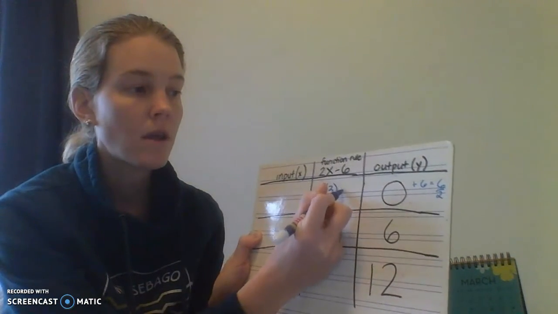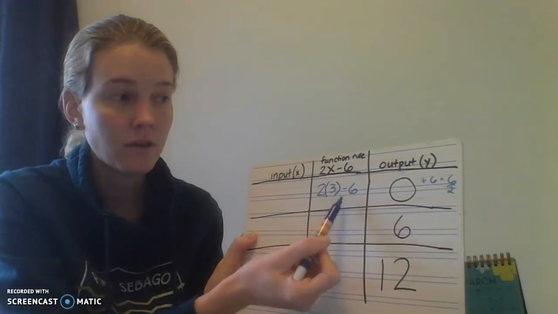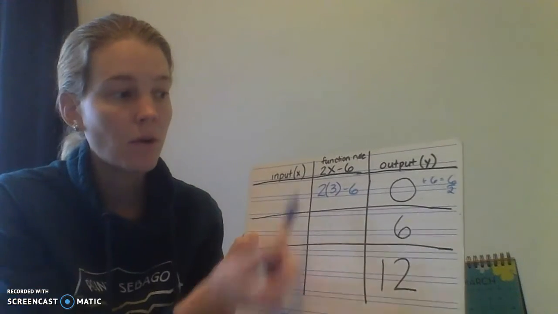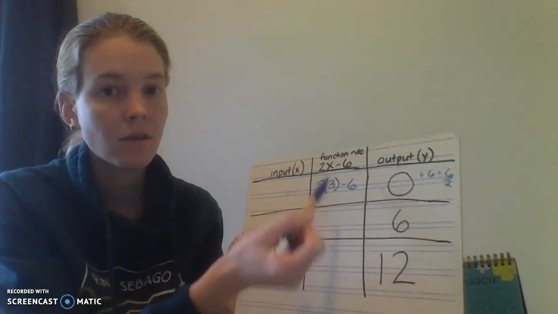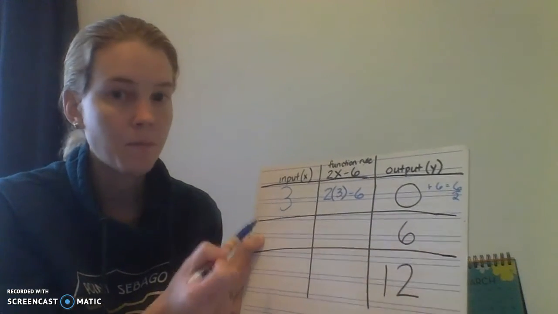And again, you can always check your answer. You can write 2 times 3 minus 6. And you want to make sure that if you solve this expression, it equals 0. 2 times 3 is 6. 6 minus 6 equals 0. And that one's good. So then you know that your x value over here is going to be 3.